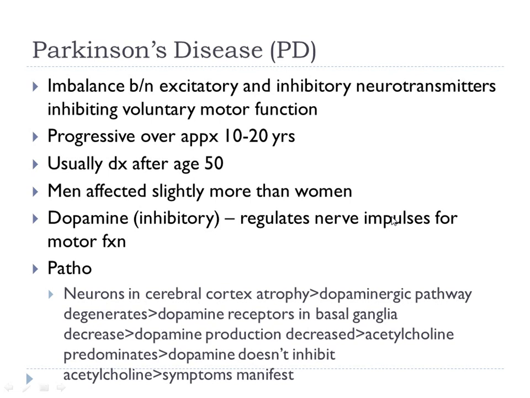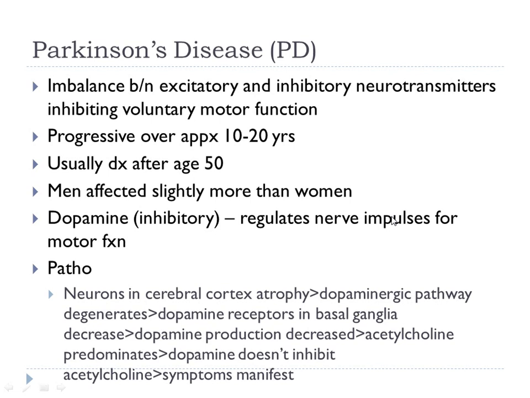This is a disease that is not very acute. It doesn't happen overnight. It's a very progressive disease that gets worse and worse over a couple of decades. And it's diagnosed later in age. Men are more affected. So dopamine is inhibitory. All right.